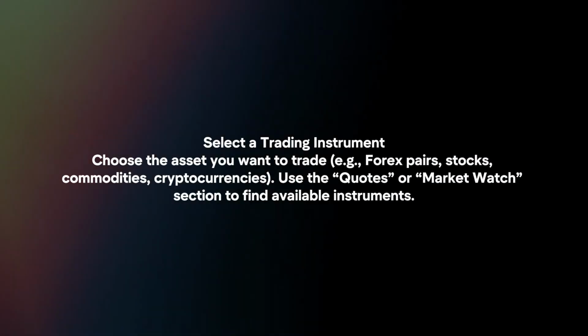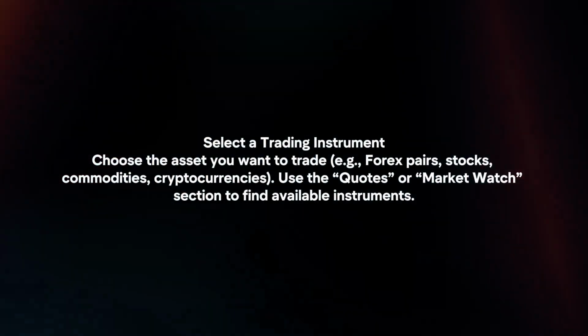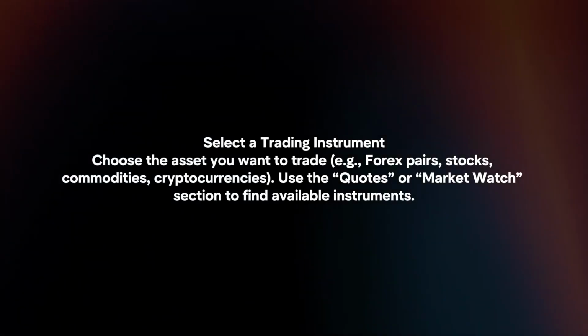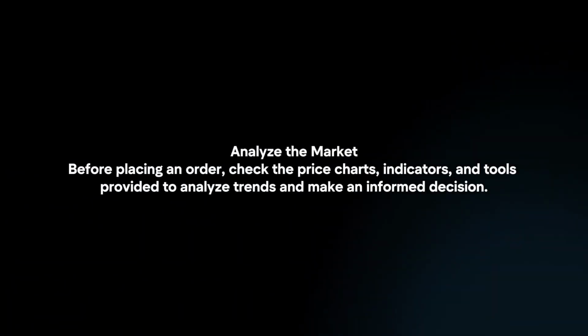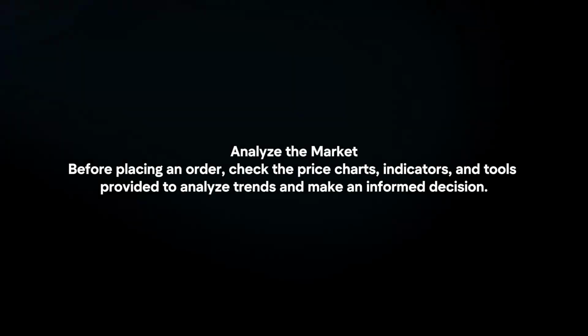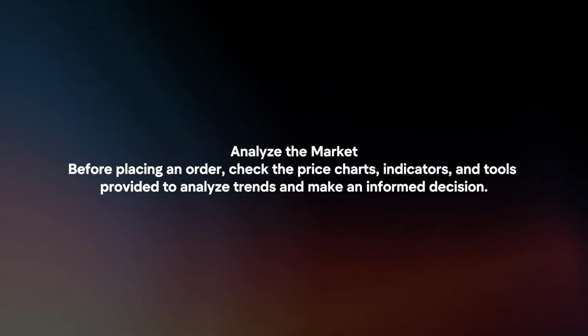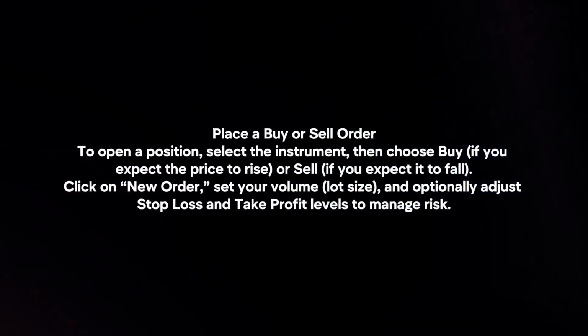Select a trading instrument. Choose the asset you want to trade. Use the quotes or market watch section to find available instruments. Analyze the market. Before placing an order, check the price charts, indicators, and tools provided to analyze trends and make an informed decision. Place a buy or sell order.